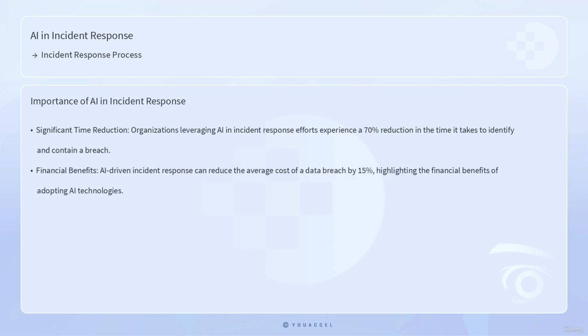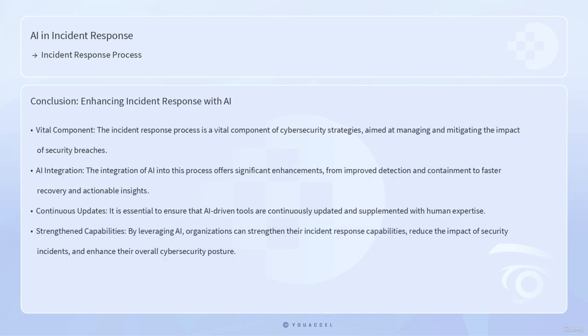Statistics also underscore the growing importance of AI in incident response. According to a report by IBM, organizations that leverage AI in their incident response efforts experience a 70% reduction in the time it takes to identify and contain a breach compared to those that do not use AI. Additionally, AI-driven incident response can reduce the average cost of a data breach by 15%, highlighting the financial benefits of adopting AI technologies.